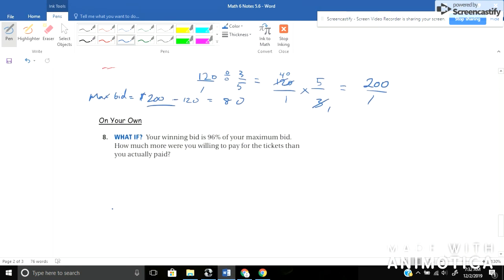All right. Last one, number 8. Go ahead and pause. All right. It says if your winning bid is 96% of your max bid, how much more were you willing to pay for the tickets than you actually paid? This would be $5.